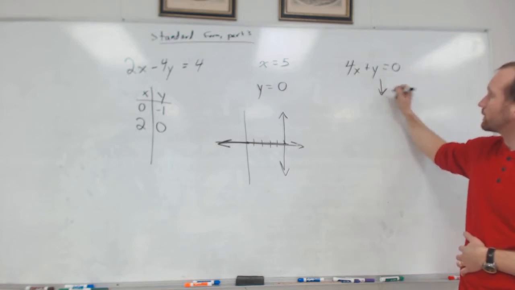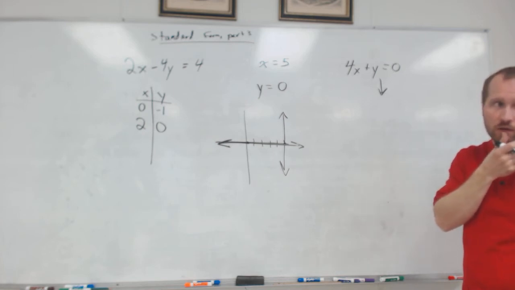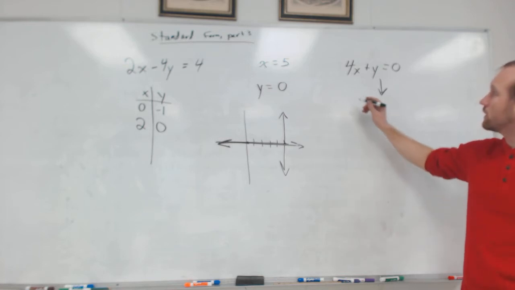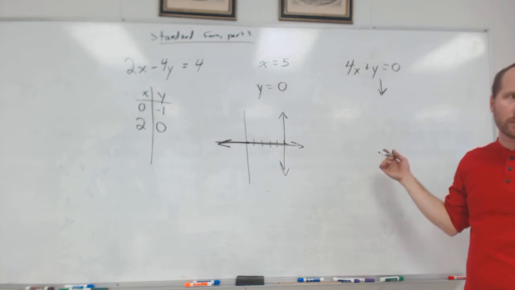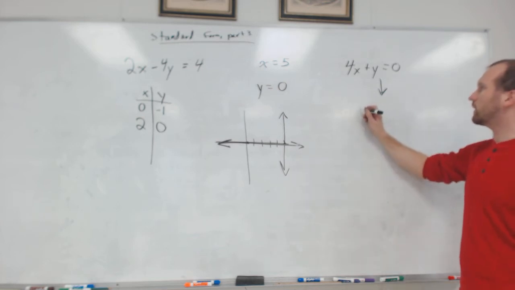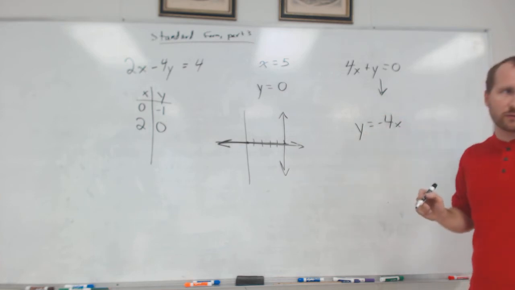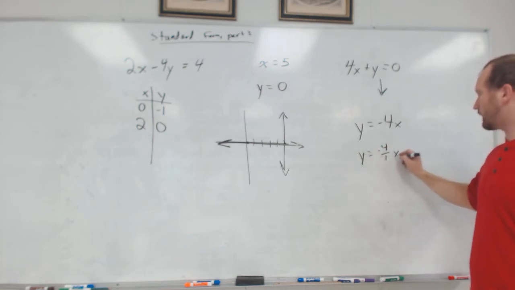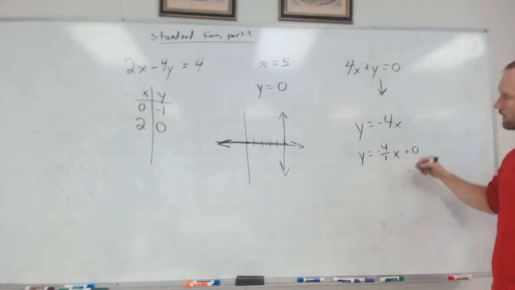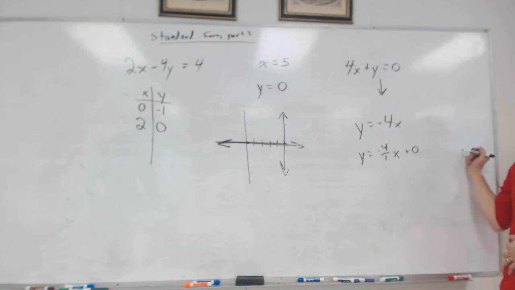What would we do with this one? Look back at your notes. I would subtract the 4x. Why? Because I'm going to get the y on one side. That's called slope-intercept form, right? So I would convert it to y equals negative 4x, or I could think of that as y equals negative 4 over 1, x plus 0. It's the same thing, because 4 and 4 over 1 are the same, and nothing and plus 0 are the same. So convert it to slope-intercept form.